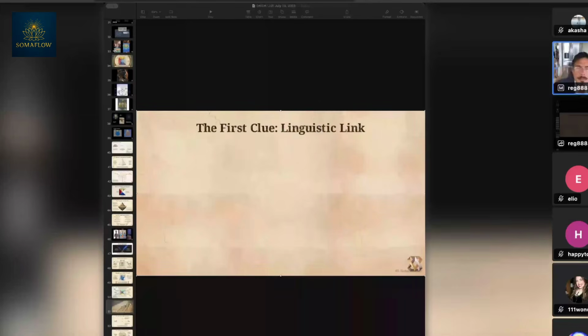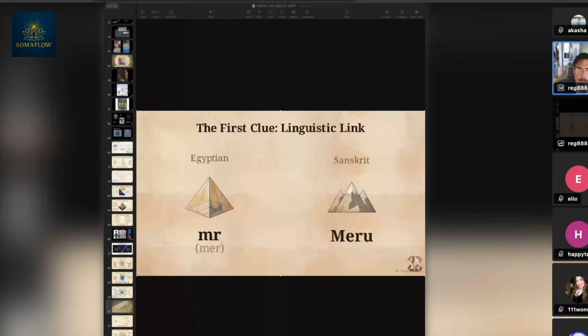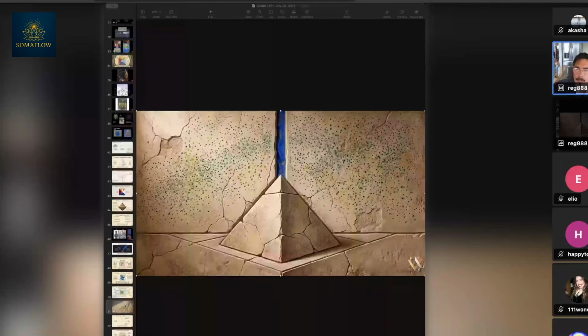The linguistic link is the first clue. The Egyptian word for a pyramid is Mr, vocalized as Mer, while the Sanskrit Meru refers to the cosmic central mountain. Both terms describe a sacred form connecting the earth to the sky.